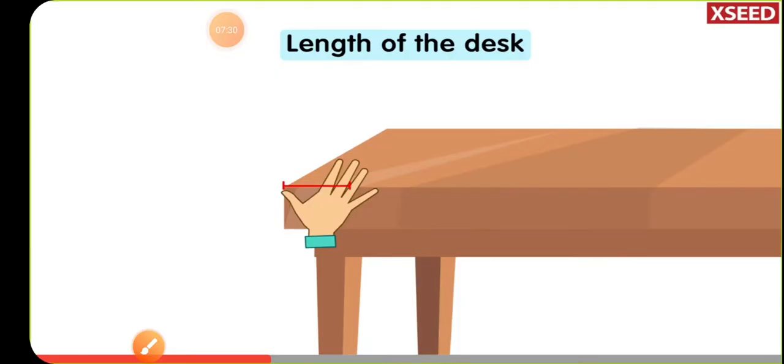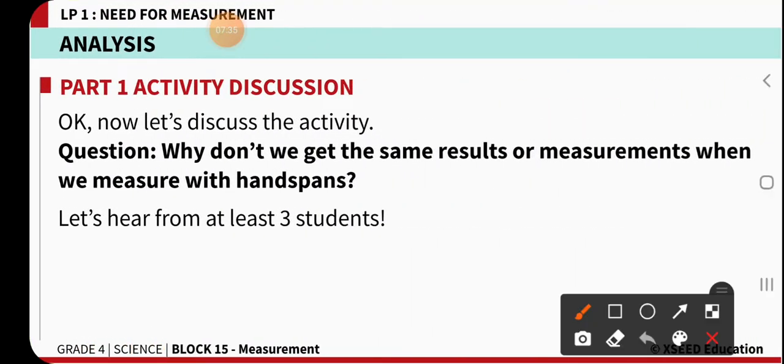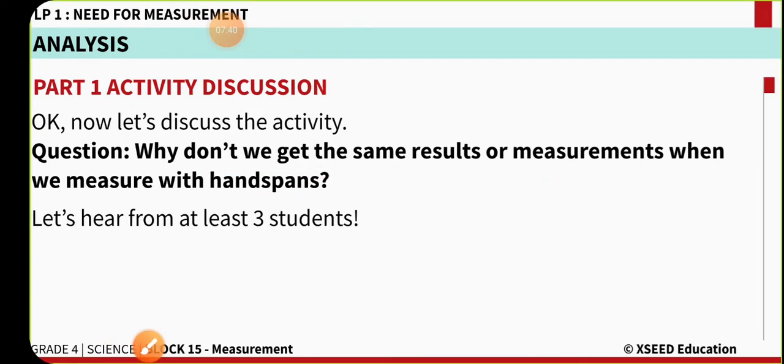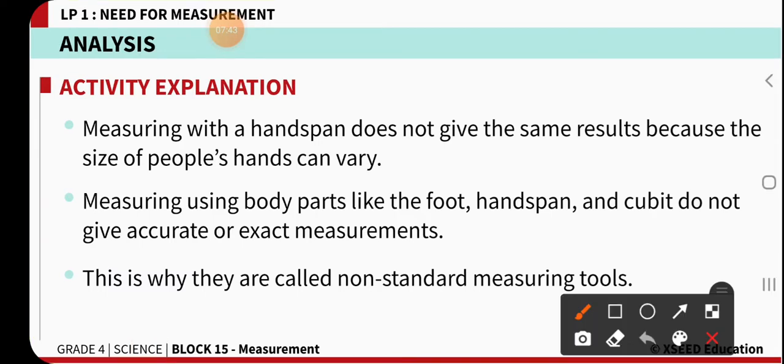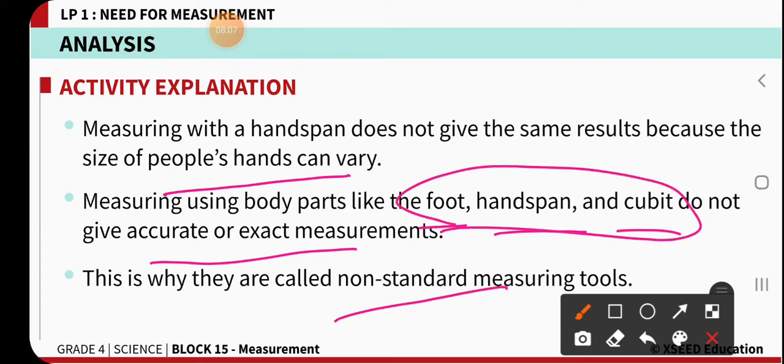Yes. So now exactly what we are going to measure. Why don't we get the same results or measurement when you are using the hand span? We won't get the same measurement when you are using a hand span, because people's hand size varies. So measuring using body parts like your foot, hand span and cubit does not give exact or accurate measurements. So that's what we are calling these three the non-standard measuring tools.